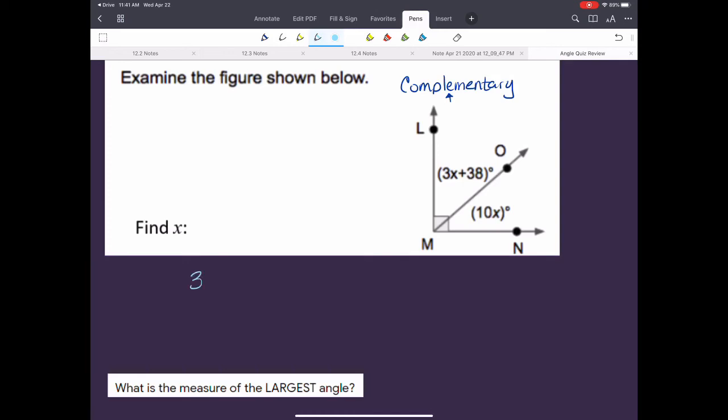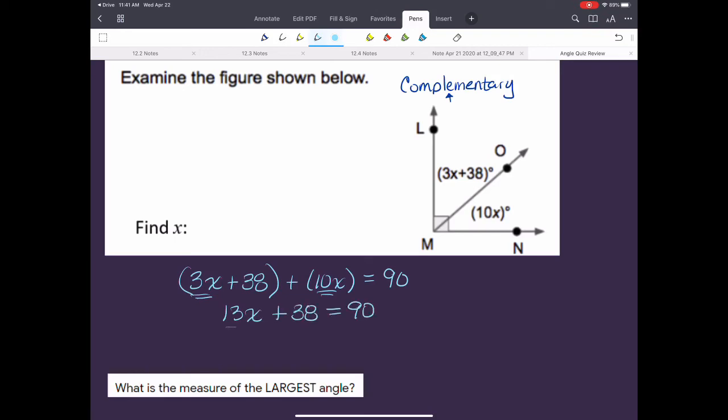So I'm going to set up an equation where I have both those expressions, 3x plus 38. You don't have to put them in parentheses, but I'll just go ahead and do that. Plus the other expression, which is just a lone 10x. And then we're going to make that equal to 90 degrees. And this is where your algebra comes in handy. Put your like terms together. 3x and 10x makes 13x.